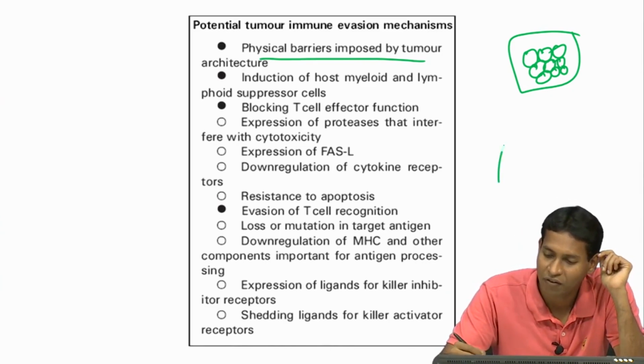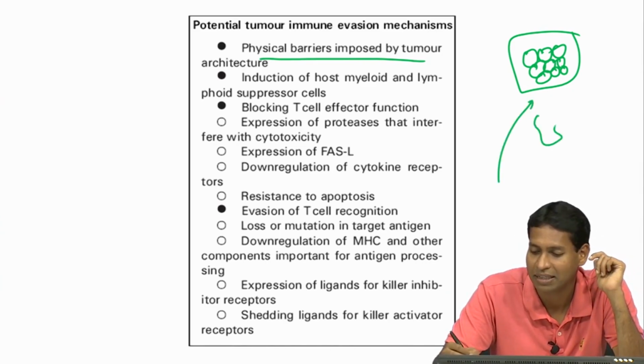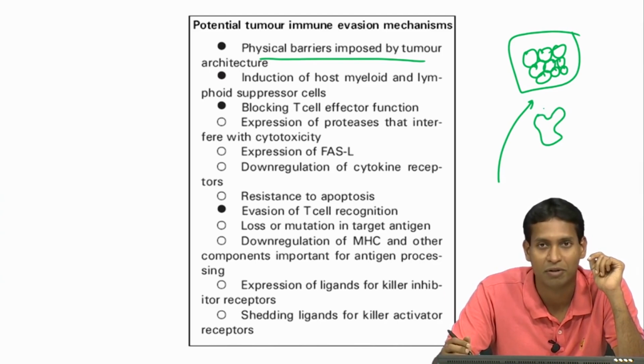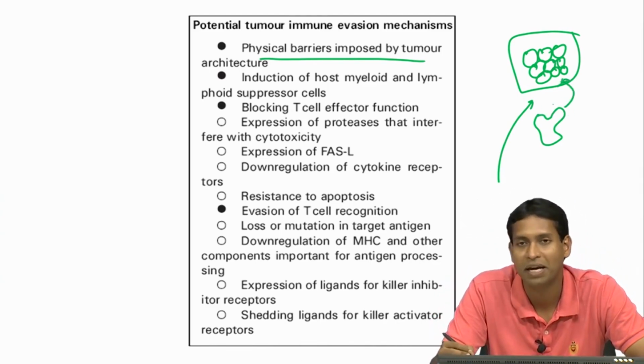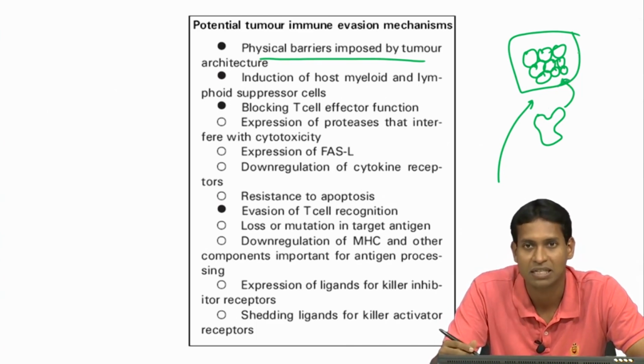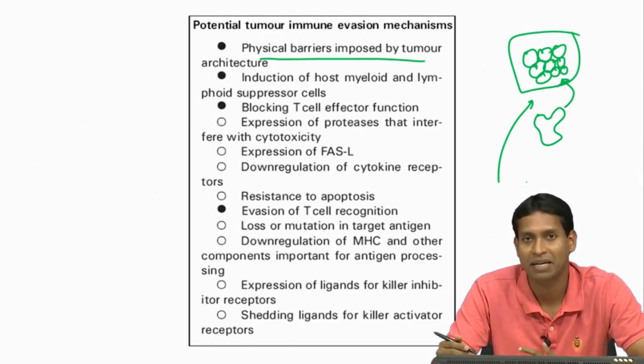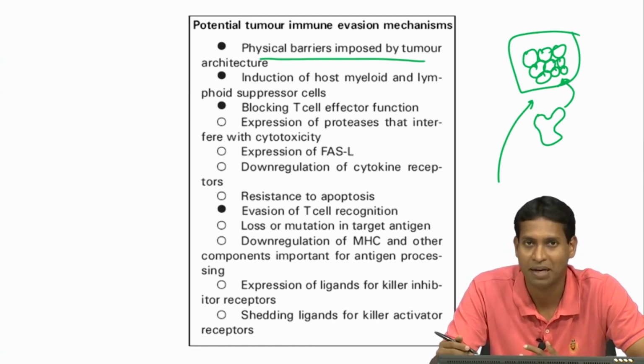So, it is harder for an immune cell, let us say an APC coming to survey the area, to penetrate deep inside, because it will have to navigate through all kinds of cells to find all the different antigens present in this tumor microenvironment. So, there is a physical barrier just imposed by the tumor architecture.